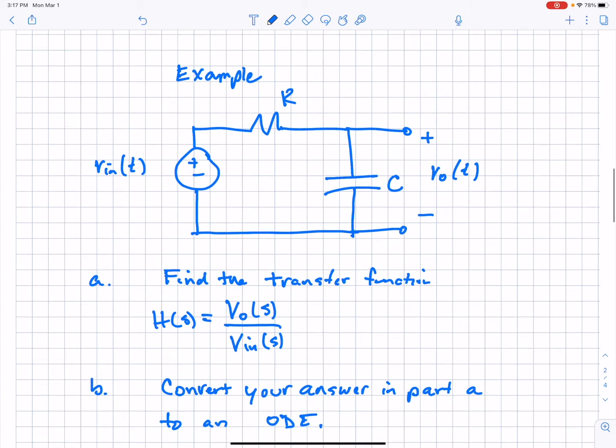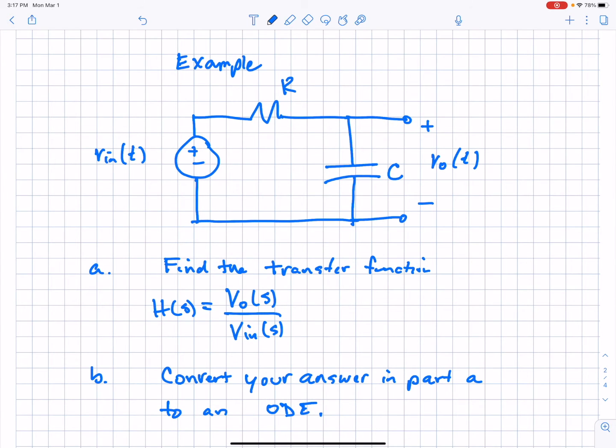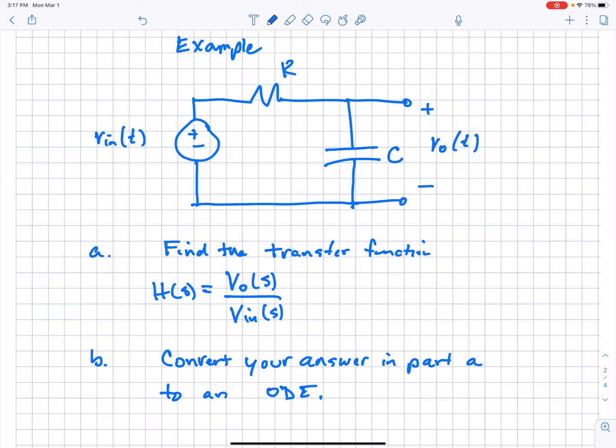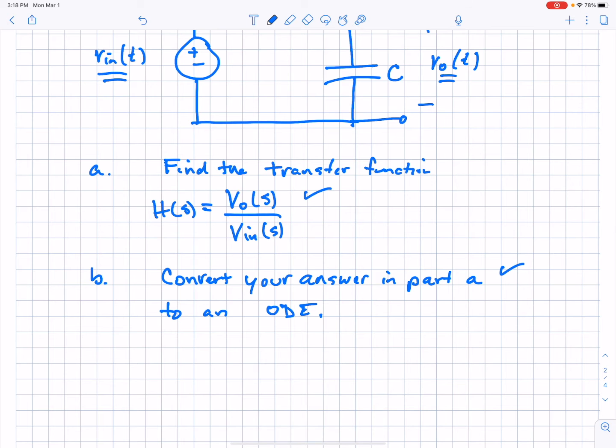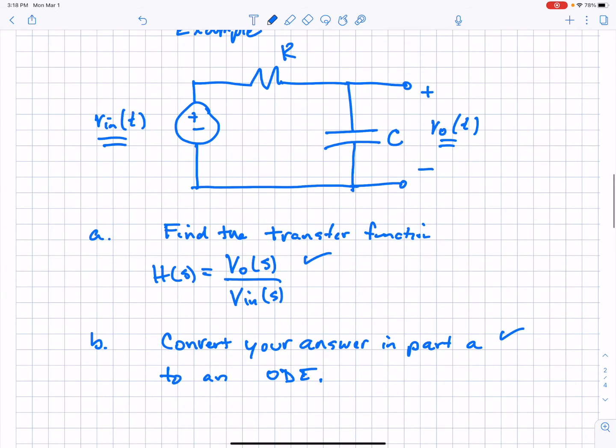Here is an example of using a Laplace transform approach to find the transfer function for a circuit. In this circuit we have an input voltage Vin and an output voltage measured across the capacitor, Vout. So it's a simple series circuit. We're going to find first the transfer function Vout over Vin, and then convert this to an ODE. So let's get started.